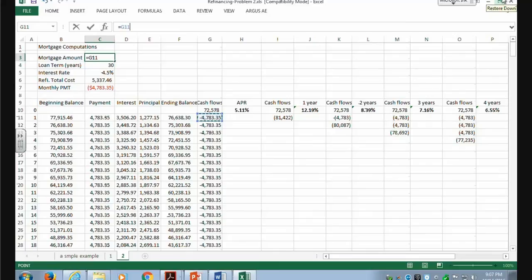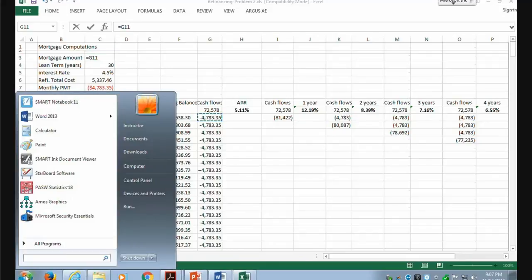Okay, so I think we still have time. Let's start the computer. Let's do it. Let's start the computer, because I wanted to show you how I do it.